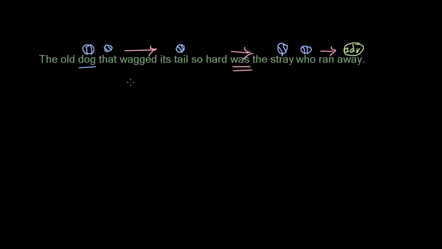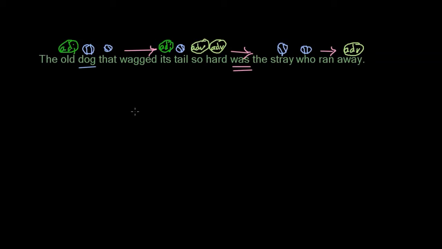We have two other adverbs. We have hard, telling us to what extent. How did he wag his tail? He wagged his tail hard. And how hard? Another adverb modifying an adverb. So hard. And we have two adjectives. We have old, which is telling us a little bit more about the dog. And we have its, a possessive pronoun. Most of the time, a possessive pronoun will be acting as an adjective.